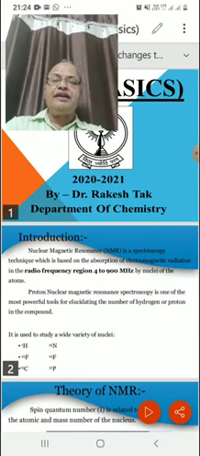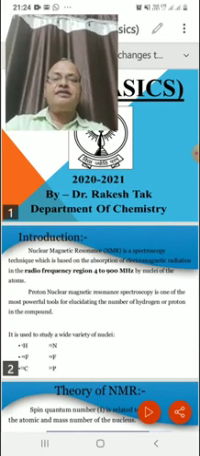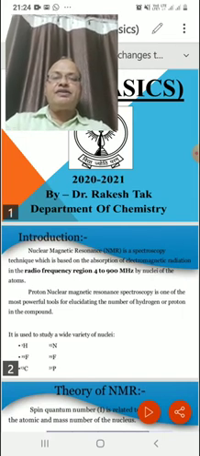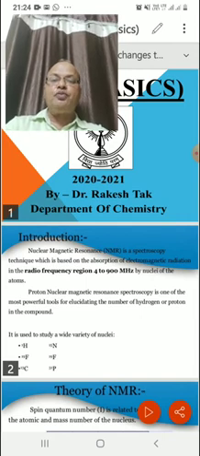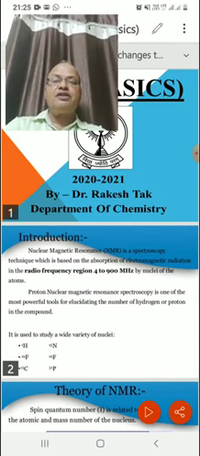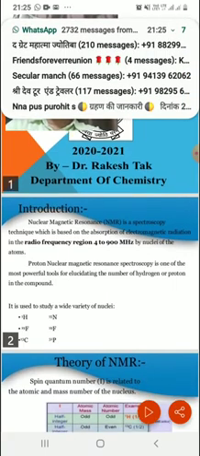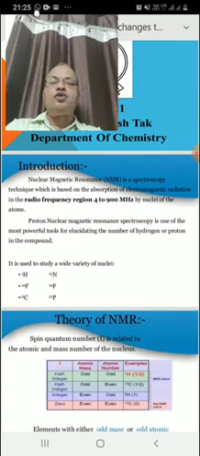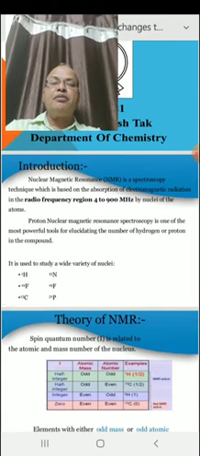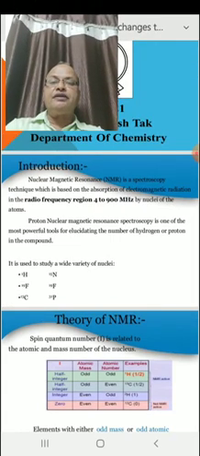First of all, I would like to define NMR, that is nuclear magnetic resonance. NMR is a spectroscopy technique which is based on the absorption of electromagnetic radiation in the radio frequency region, that is 4 to 900 megahertz, by nuclei of the atoms.